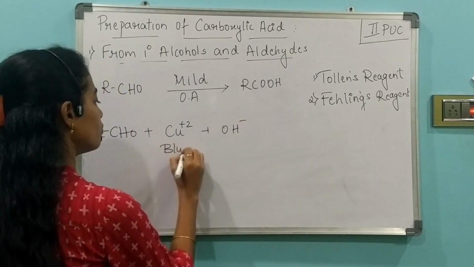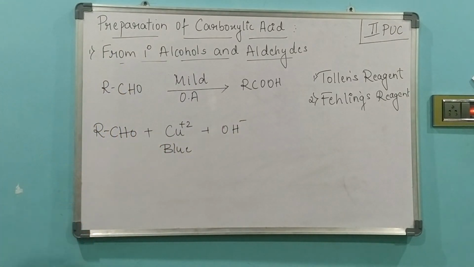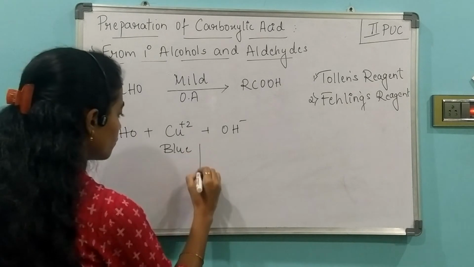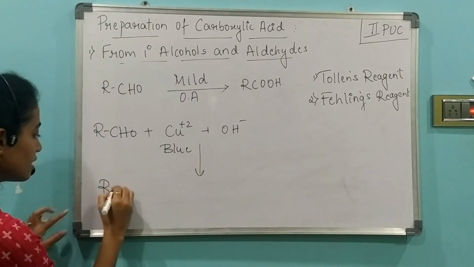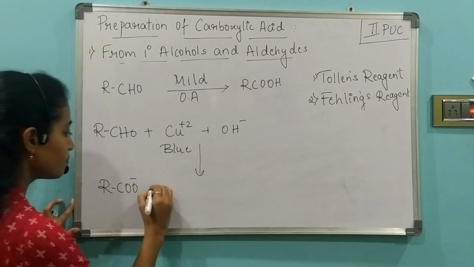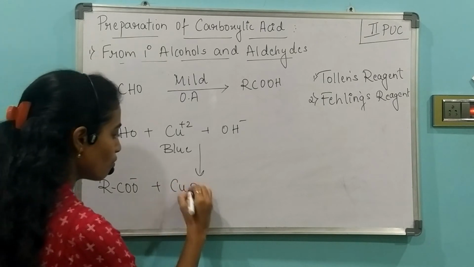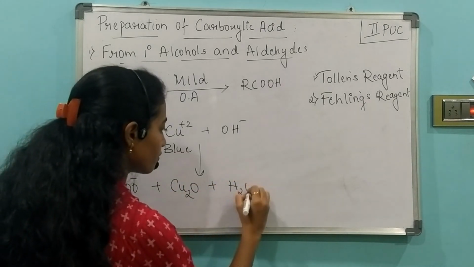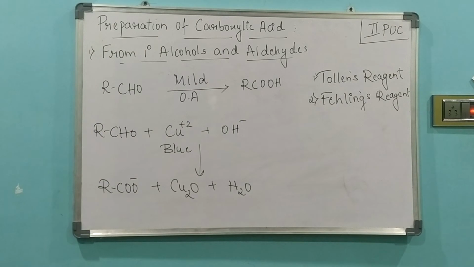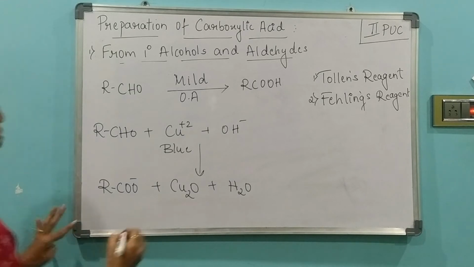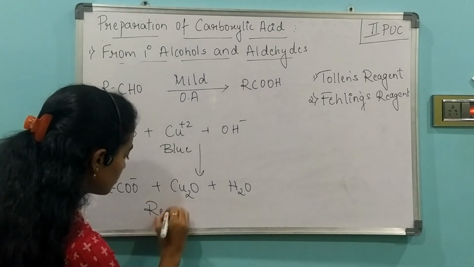This is blue in color. When you perform this particular reaction, you will convert your aldehyde into carboxylate ion, that is, into carboxylate ion plus Cu2O plus water. The blue color of the copper ion will be converted into red-brown PPT.